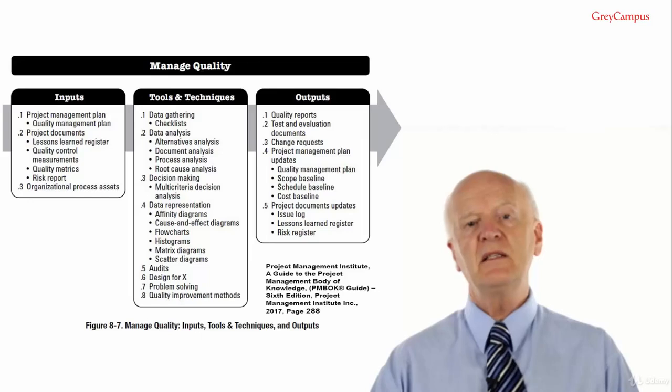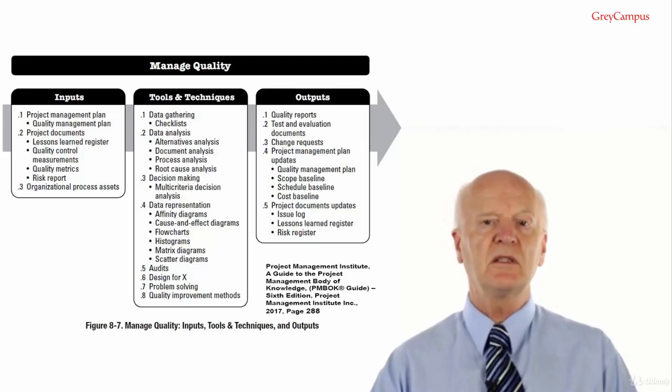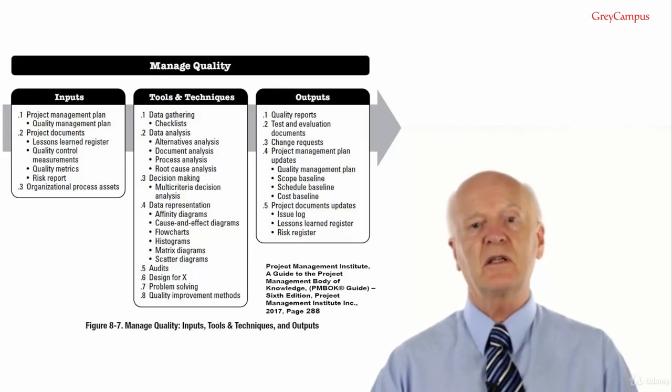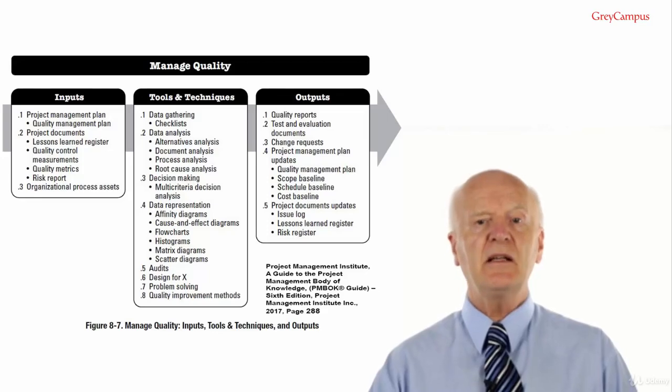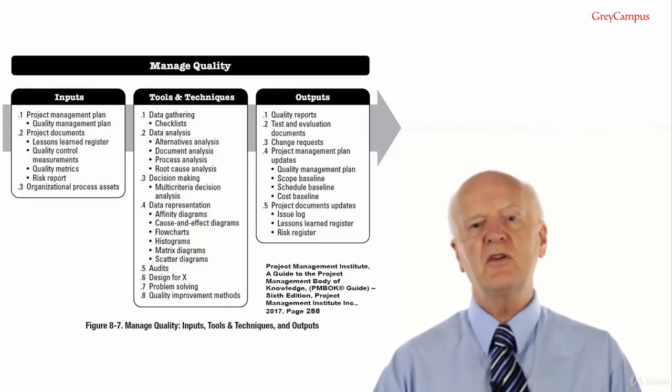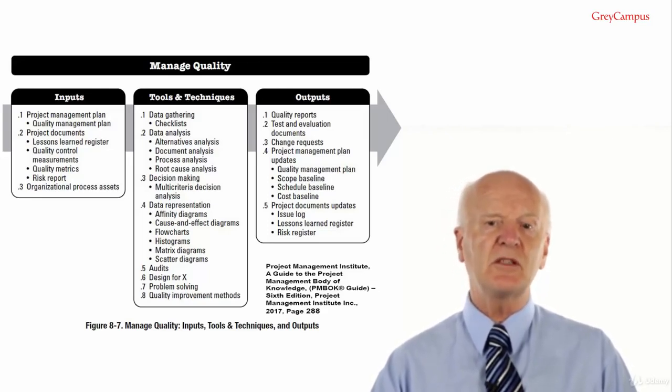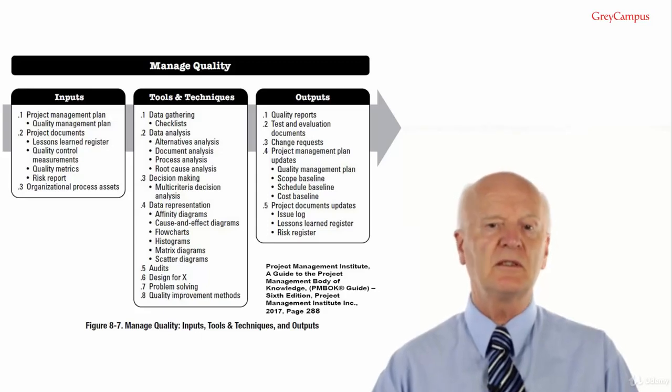Output number 2, test and evaluation documents. These documents can be created based on industry needs and the organisation's templates. They're inputs to the control quality process and are used to evaluate the achievement of quality objectives. These documents may include dedicated checklists and detailed requirements traceability matrices as part of the document.